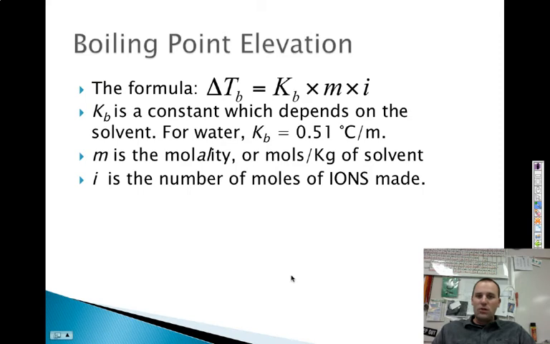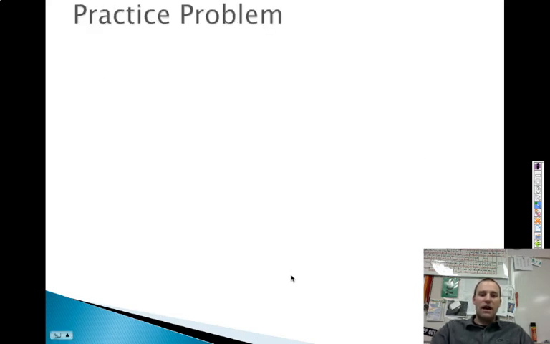All right, the boiling point formula is the exact same formula. Delta TB equals KB times M times I. The only difference here is that KB is 0.51 degrees Celsius per molal. So the boiling point constant is 0.51. The freezing point constant is 1.86. Make sure you don't get those two mixed up, okay? M is still molality and I is still the number of moles of ions that are made.